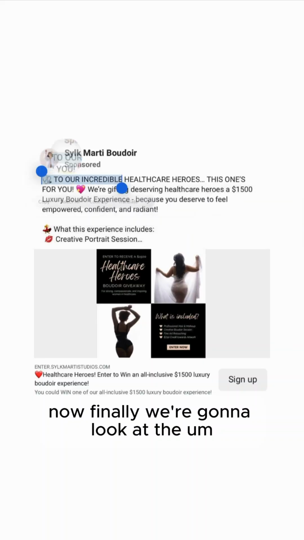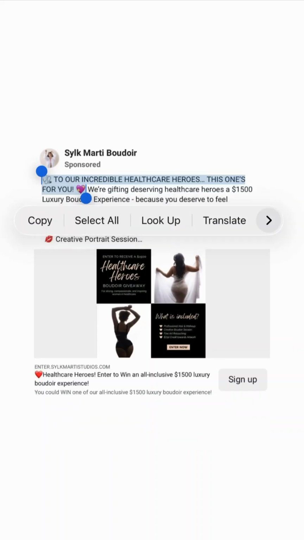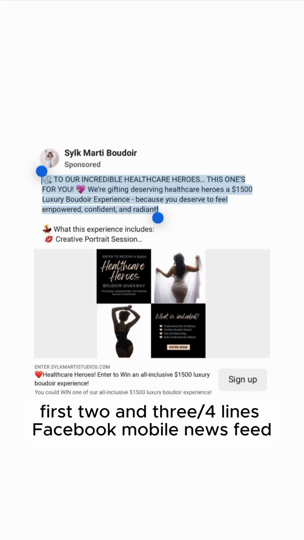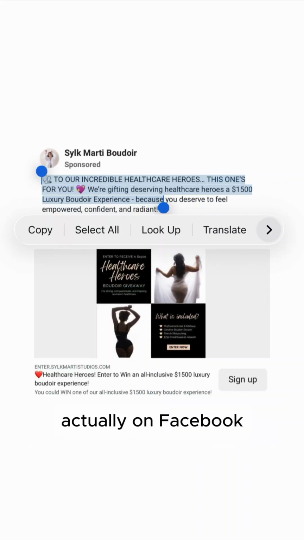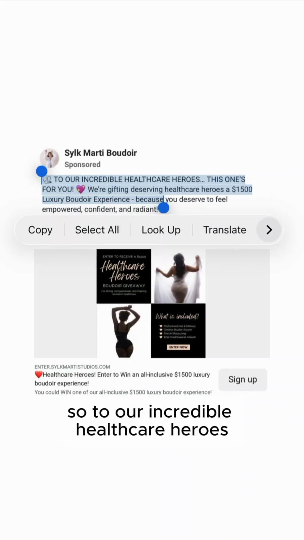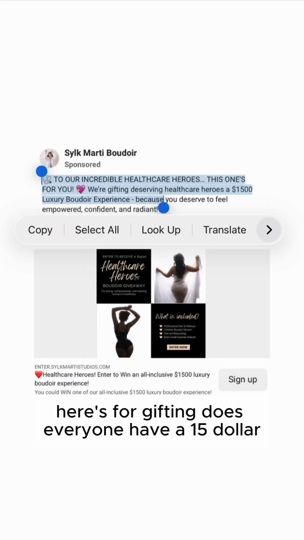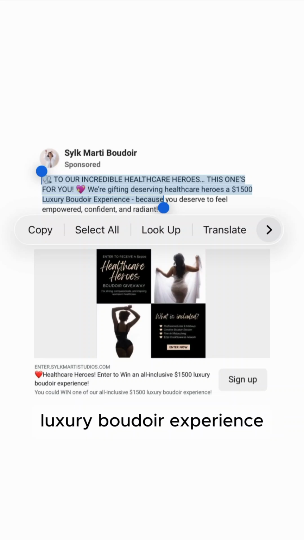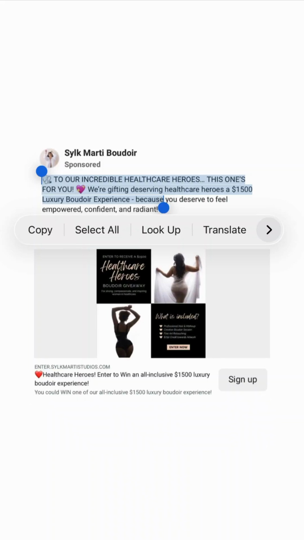Now, finally, we're going to look up here. See more headline, first 2 3/4 lines, Facebook mobile newsfeed. This is the only thing that will show up actually on Facebook. So to our incredible healthcare heroes, this one's for you. Healthcare heroes for gifting. Does everyone have a $1,500 luxury boudoir experience? All right, so yeah, we got the lack of context mistake here.